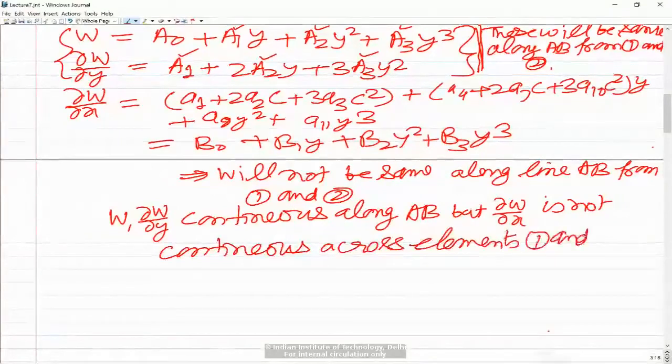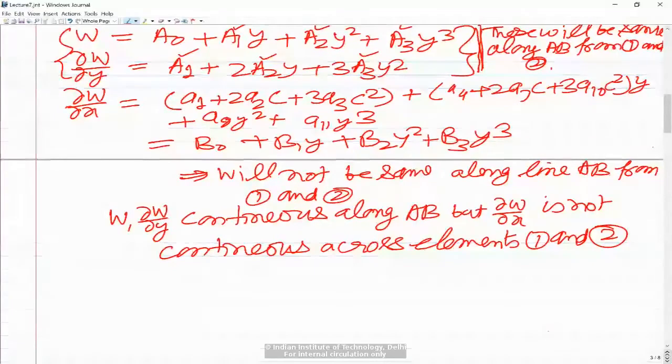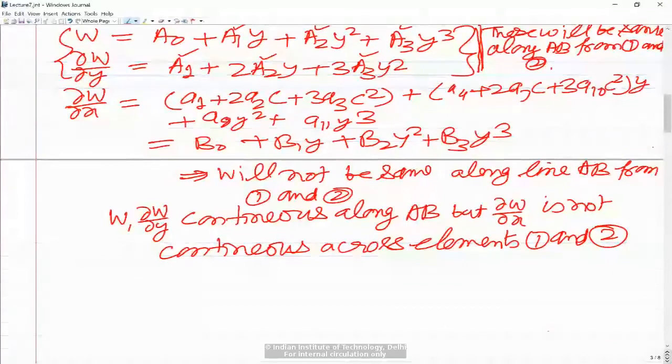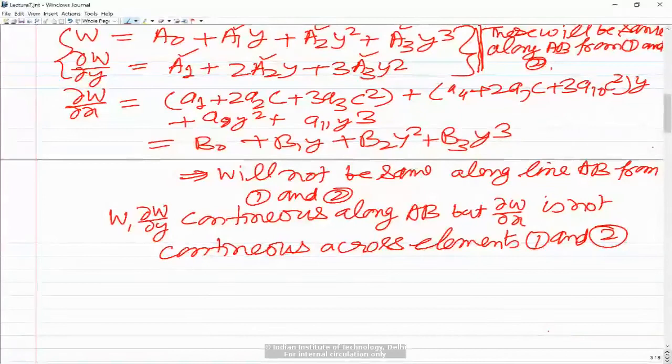So we are of course talking about compatibility. Compatibility means continuity of W, del W by del x and del W by del y along line AB when we calculate from element 1 or 2. So when we go from element 1 to 2, at the same point we should get the same values. Then it is compatible. If we are not getting the same values, then it is incompatible. So I am saying W and del W by del y are continuous along AB, but del W by del x is not continuous across elements 1 and 2.